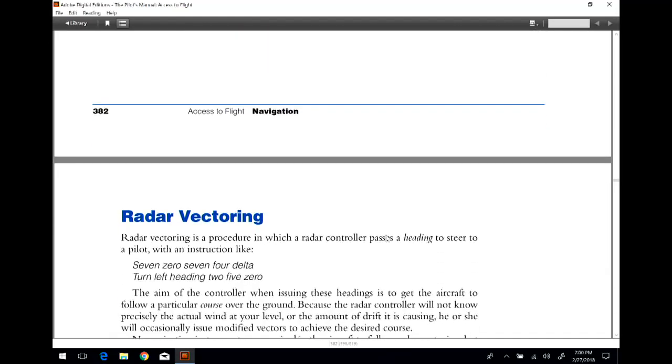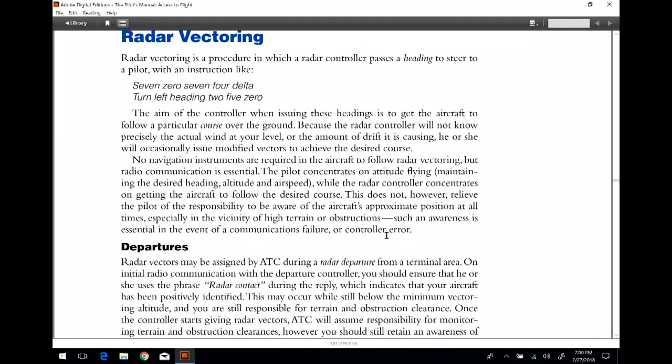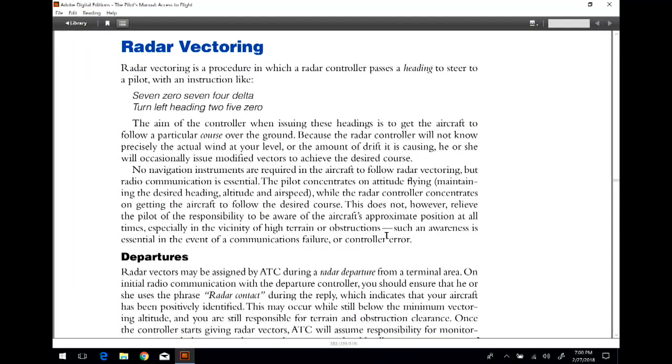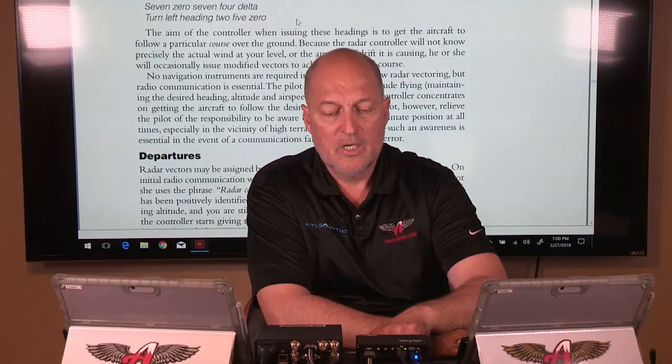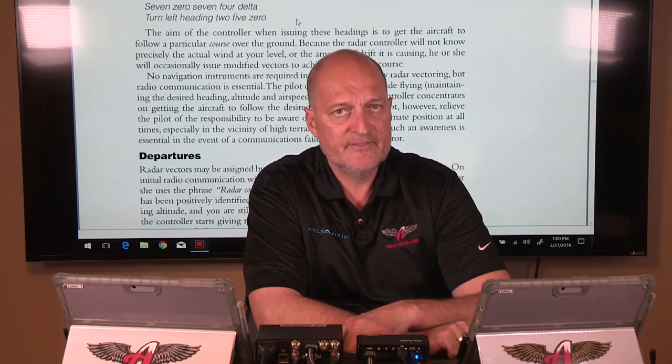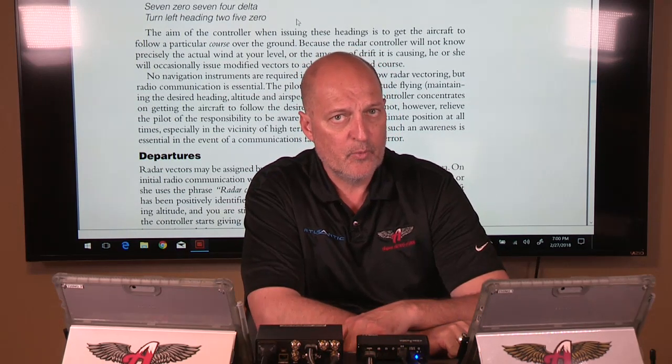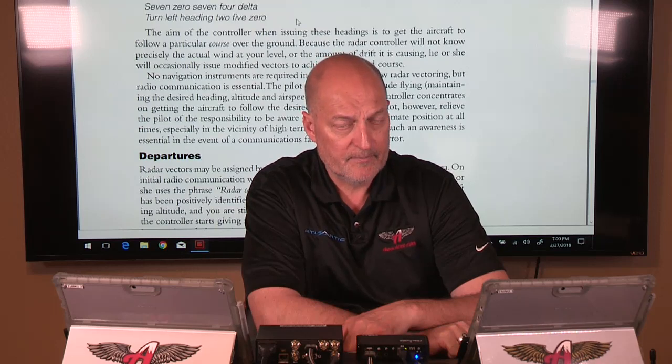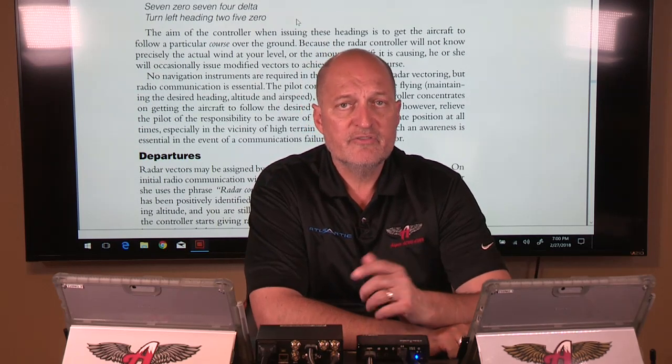Pressing down here, radar vectoring. You guys know what a vector is. A vector is basically a heading and a speed. It's just basically turn to this direction. So in this case, you might get an instruction like they talk about here in the book: 7074 Delta, turn left heading 250. What general direction are you flying on a heading of 250? If you said west-southwest, give yourself a pat on the back there, okay? So, turn left heading 250.